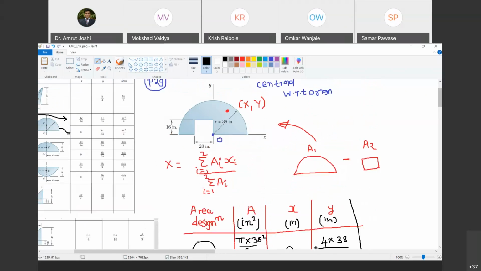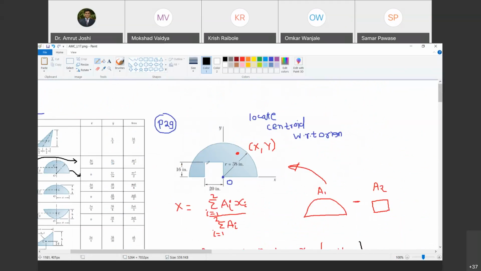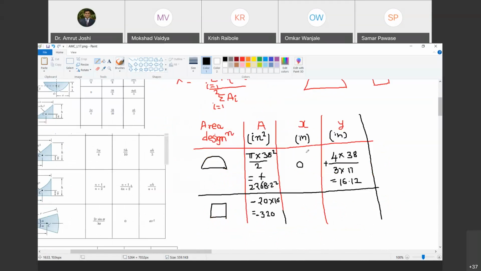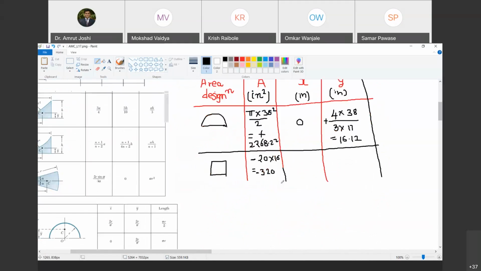Now where is its centroid? For a rectangle we need not refer to this figure. We already know that the centroid lies at the intersection of diagonals. Do you agree with me? Yes, sir. So it is going to lie at this distance such that this distance is 8 and this distance is 10. Do you agree with me? Yes, sir. Now what should I write in x? It is the centroid of this area, but with reference to O. So I have to travel in the negative x direction by 10 inches to arrive at the centroid. Therefore I am going to write it as minus 10. Are you with me? Yes, sir.